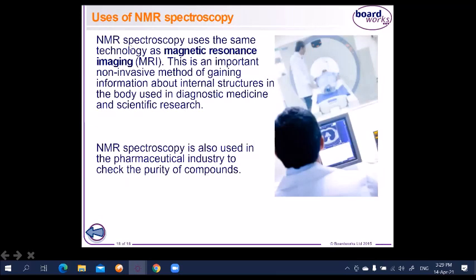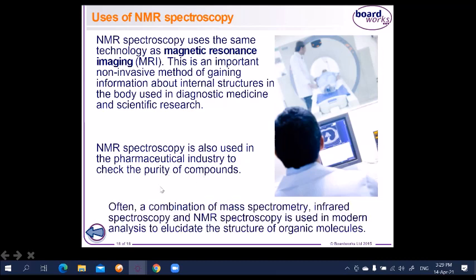But anyways, application: NMR spectroscopy could use the same technology as magnetic resonance imaging. It's an important non-invasive method of getting information about what's going on in your body. This is for the doctor wannabes, okay, about internal structures in your body, used in diagnostic medicine and scientific research. So basically NMR is used in the pharmaceutical industry to check the purity of compounds. That's why I said it was very important earlier, if you're going to go into medicine, whether it's pharmaceutical, medical technician, or be a doctor.